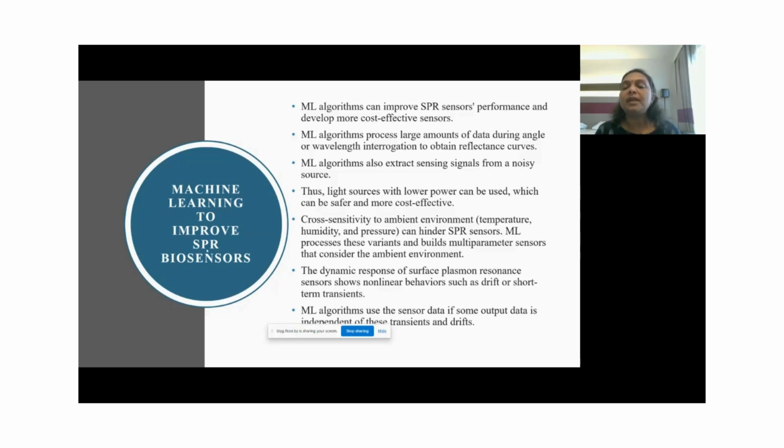Cross sensitivity to ambient environments such as temperature, humidity, and pressure can hinder SPR sensors. Machine learning processes this variance and builds a multi-parameter sensor that considers the ambient environment. The dynamic response of SPR sensors shows non-linear behavior when it interacts with the surrounding or the analyte. Machine learning algorithms use the sensor data to give output data that is independent of this transition and also of drift.